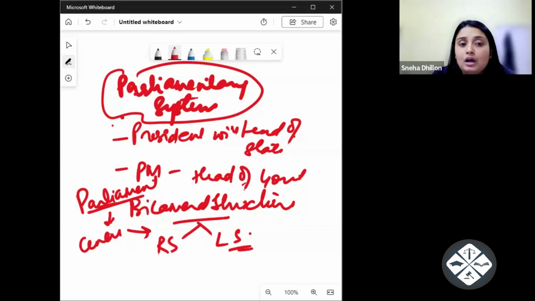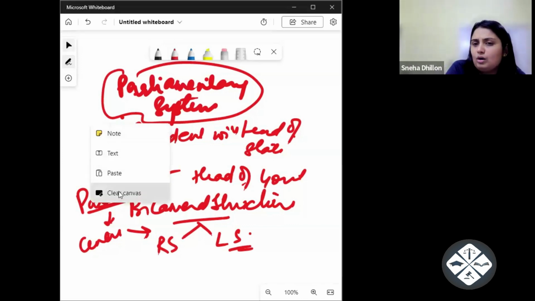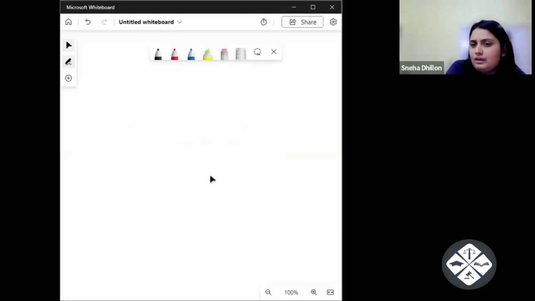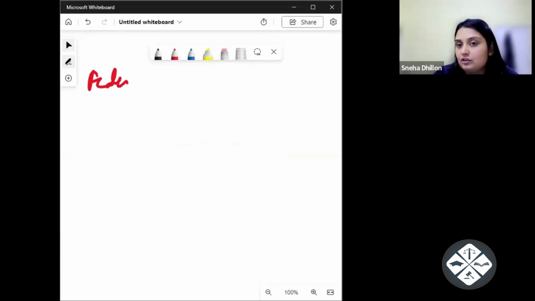Apart from that, the federal structure. We are left with the federal structure. I guess we have covered almost the majority of the rest of the cases. So when we are speaking of the federal structure, or you can call it quasi-federal.